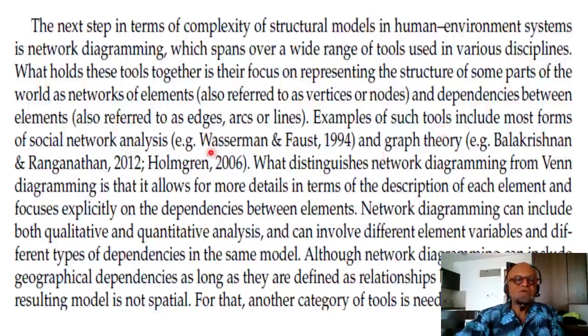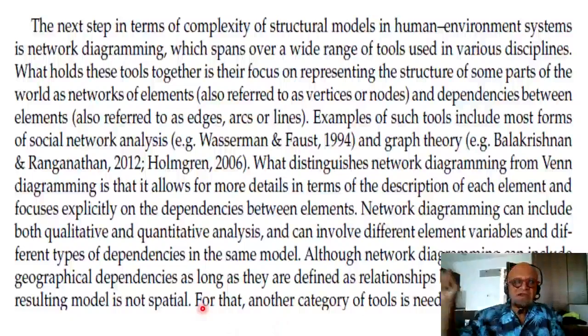Examples of such tools include most forms of social network analysis and graph theory. What distinguishes network diagramming from Venn diagramming is that it allows for more details in terms of the description of each element, and focuses explicitly on the dependencies between the elements. We talked about dependencies, which is one way, interdependencies, which is two way, and so on. Network diagramming can include both qualitative and quantitative analysis, and can involve different element variables and different types of dependencies in the same model. Although network diagramming can include geographical dependencies, as long as they are defined as relationships between the elements, the resulting model is not spatial.